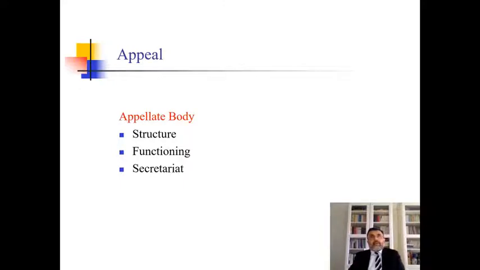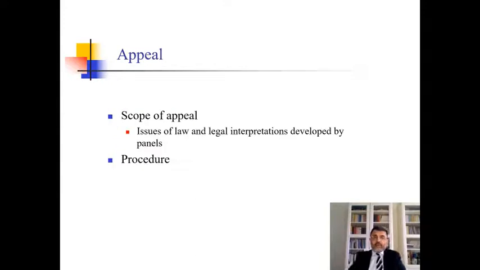Now, the appellate body, if you look at the text of the DSU, there is an appellate body. It has a structure. It is different from panels because while panels are appointed on an ad hoc basis, the appellate body has 7 permanent members, of which 3 are selected to decide a particular appeal. The appellate body also has its own secretariat, which is in the WTO building, and those colleagues in the appellate body secretariat assist the appellate body in the discharge of its functions, including with the drafting of the report and so on.